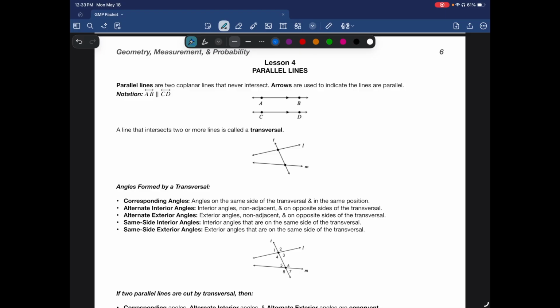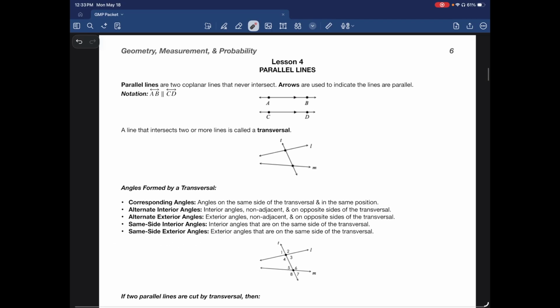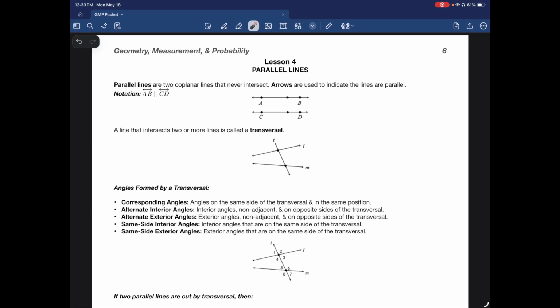So arrows are used to indicate the lines are parallel. If you notice right here, you have those little arrows. Those indicate, if they don't tell you in the problem that these two lines are parallel, then the picture can tell you they're parallel by using those arrows. All right, and so the notation would be line AB is parallel to CD, and you see the double bars. The double bars, as I told you in a previous lesson, is shorthand for parallel, so that's how you would write that.